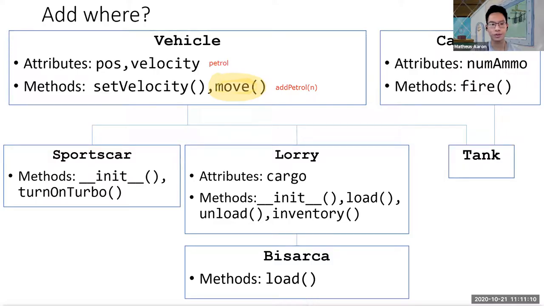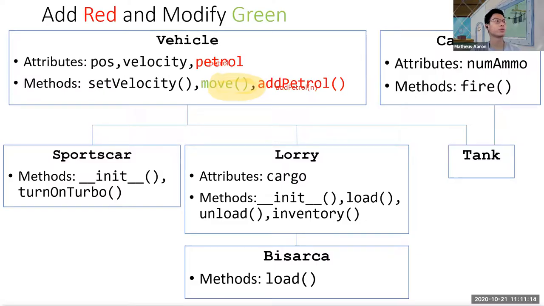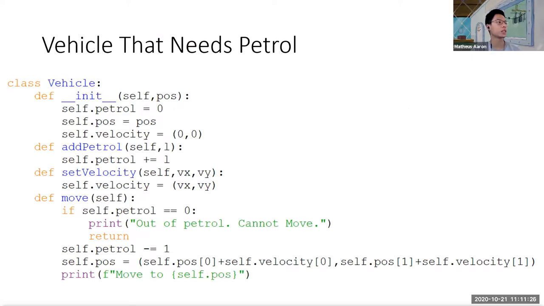So this is what we need to do. We add petrol and modify move. So if you can see, this is our modified code where we initiate petrol at zero, because most cars have zero fuel in the beginning. Perhaps maybe it's not completely zero. You know, when you get a new phone, sometimes there's battery already inside, so that's okay. Next we have add petrol, where each add petrol will add the value of L. And lastly is move, where we add this if else condition.